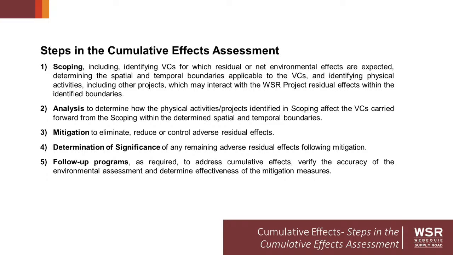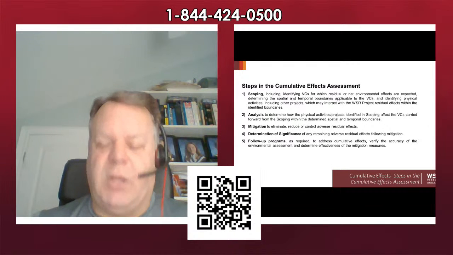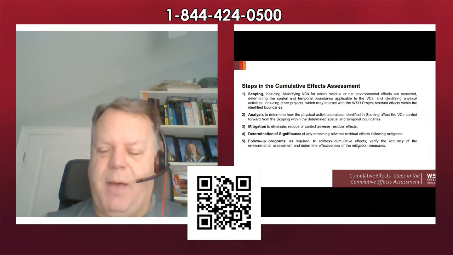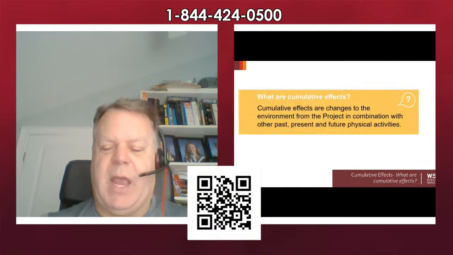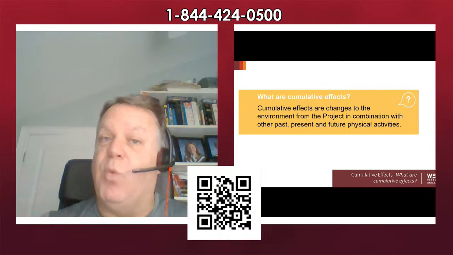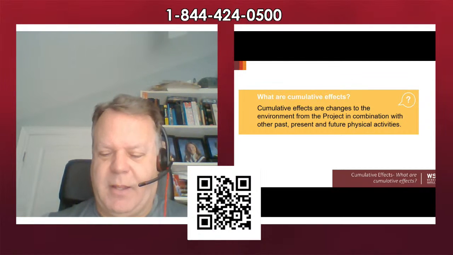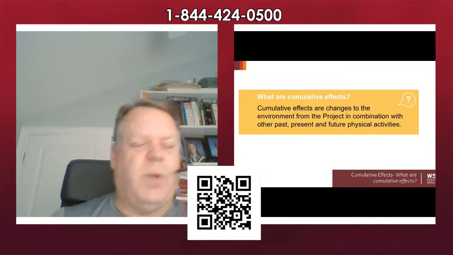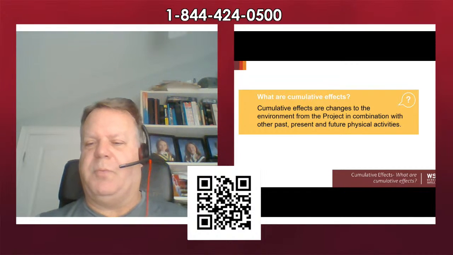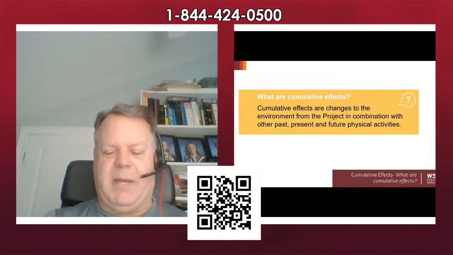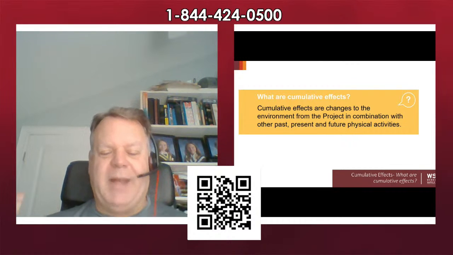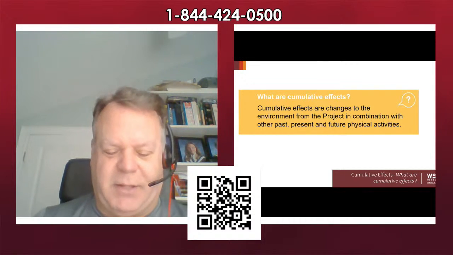So before I wrap things up, I just want to do a quick summary for everyone of what cumulative effects are. They are changes to the environment from the project in combination with other past, present, and future physical activities. They're a combination of the leftover effects, the ones that can't be mitigated or minimized or eliminated from the project, combined with the leftover effects from the past, present, or reasonably foreseeable future projects, minus any mitigation that can be done for cumulative effects. So that is our summary for you right there.